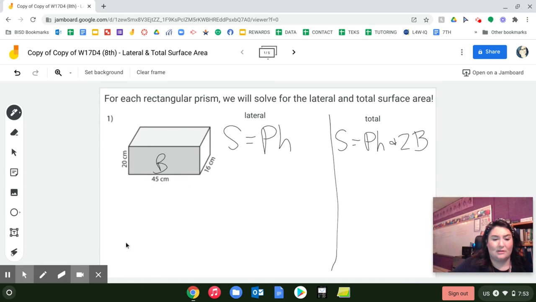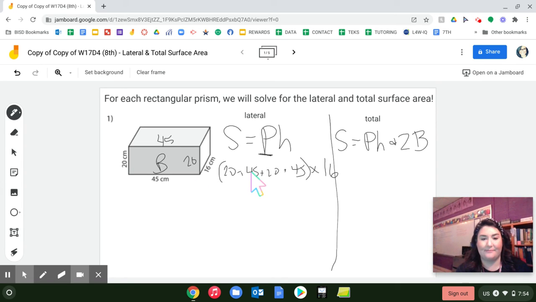If we know that this side is 20, that means that this side is also 20. If this side is 45, then this side is also 45. That will let us find the perimeter of the base. So to fill in that part of the P right here, it would be 20 plus 45 plus 20 plus 45 times the height of the prism, which is the distance between the bases. So our height here would be 16.